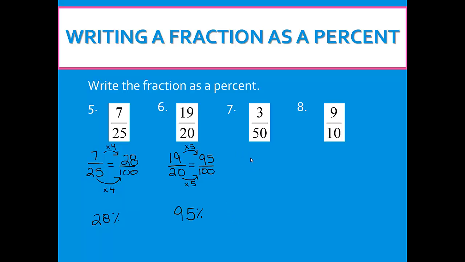For number 7, we have 3/50. Once again, I need to write an equivalent fraction that has a denominator of 100. 50 times 2 is 100. So I need to multiply the numerator times 2. And 3 times 2 is 6. Percents are always out of 100, so this would be 6%.